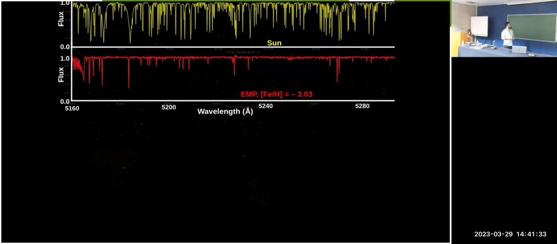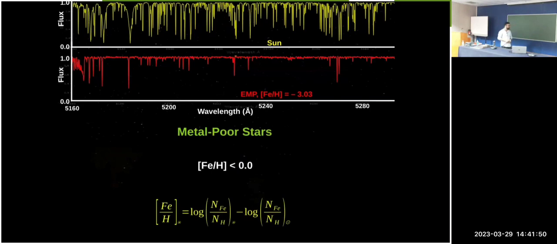We can clearly see that the number of lines in this red spectrum is much less than the number of lines in the sun, because the metal content of this red star is 1,000 times less than that of the sun. So these are metal poor stars. We define metallicity with this relation given in yellow. And stars which have [Fe/H] less than zero, we call metal poor stars.